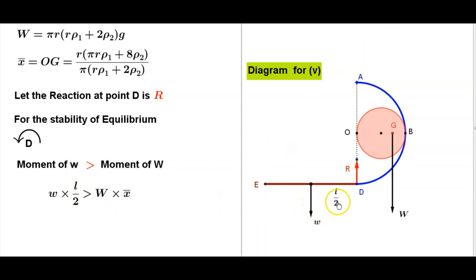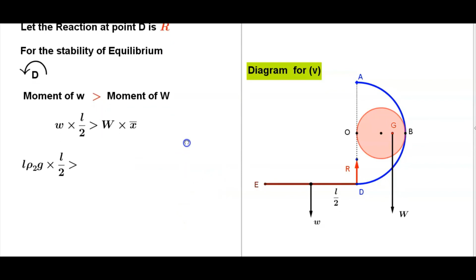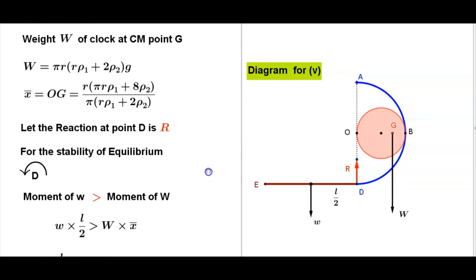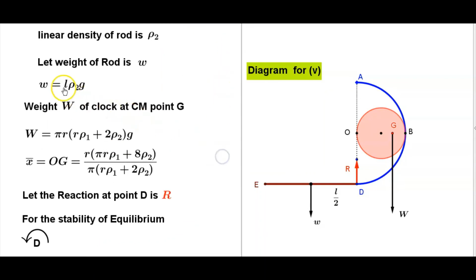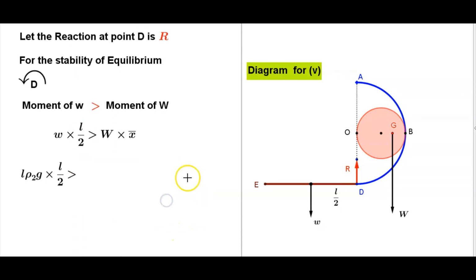Moment of this small w, weight into this distance, small w into L by 2, is greater than the moment of this one, capital W into this distance OG, that is X bar. L rho 2 into g is the small w, we already found out this small w. So L rho 2 g into L by 2 is greater than capital W into X bar.